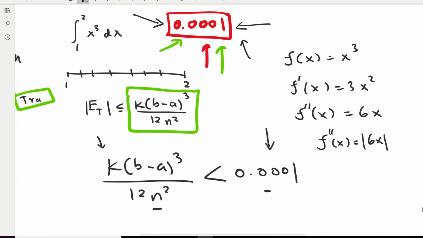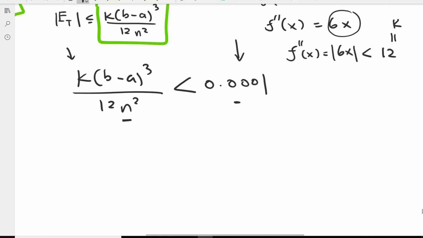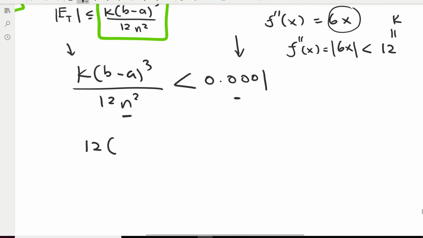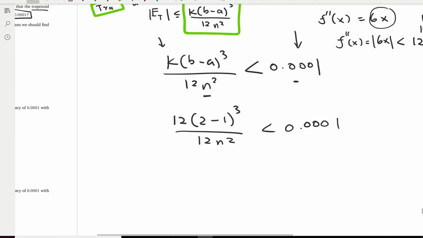Now this is an increasing function, 6x, right? And it's going from 1 to 2. So the largest 6x can get in the interval of 1 to 2 is when x is equal to 2, right? So the K value is going to be 12. We already discussed this in this video series. So K is 12. These are the A and B values. So A is 1, B is 2. So B minus A, which is 2 minus 1, cubed, divided by 12 n square. Now you don't know n, you want to solve for n. This error bound inequality will help you to find n.